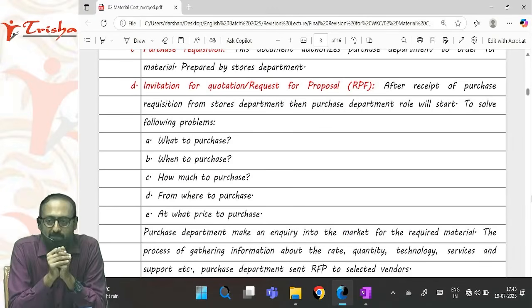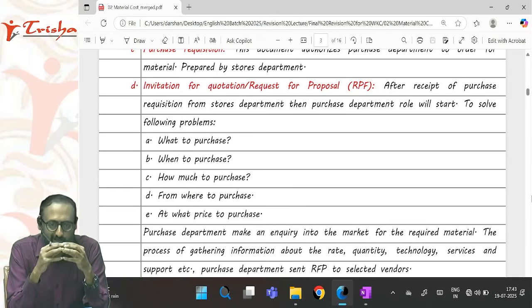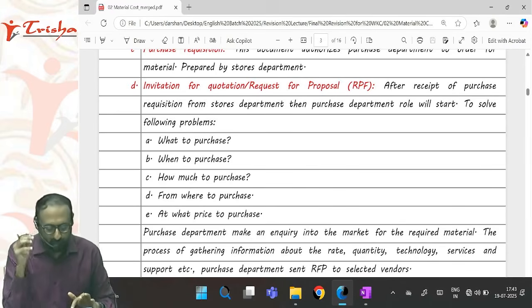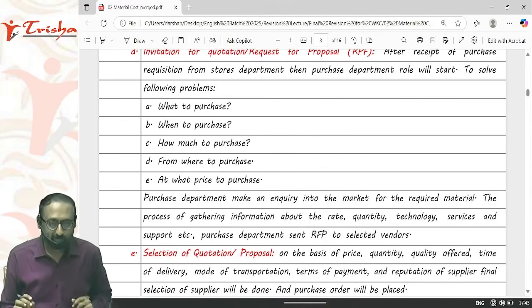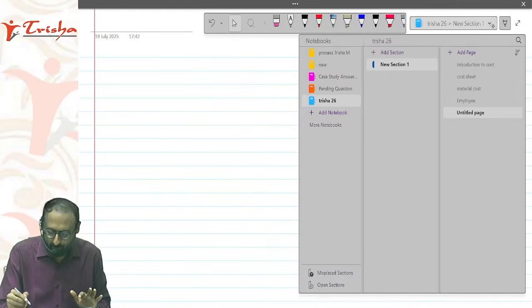Welcome to the next session of the revision. In this lecture, we are going to complete the material cost topic. So let's quickly start, guys. Friends, we'll start with the first part. Very basic thing we are going to discuss now, which is very important to solve any question.